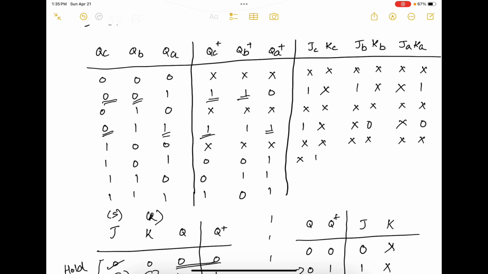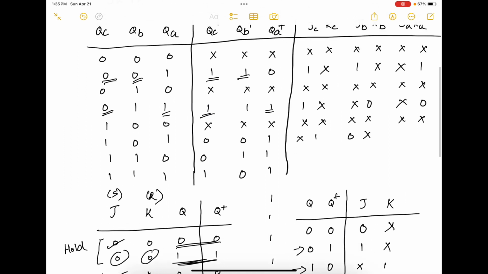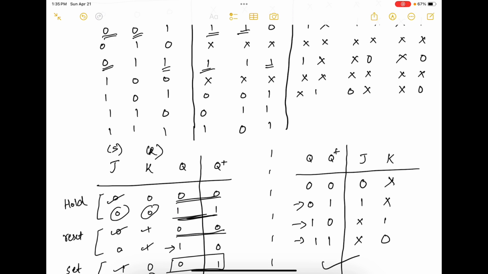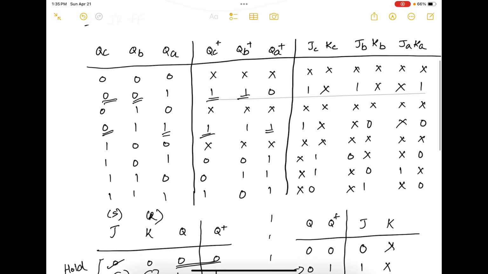0, 0 would be 0x. 1, 1 would be x0. Similarly, 1, 0 would be x1. 1, 1 would be x0. 0, 1 would be 1x. 1, 1 would be x0. 1, 0 would be x1. And 1, 1 would be x0. So now we have completed the excitation table.